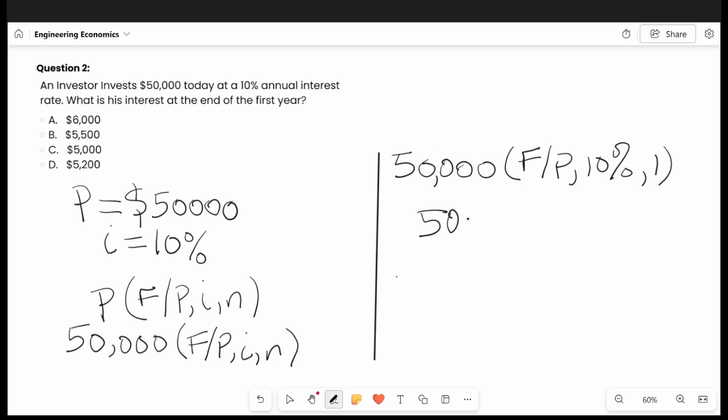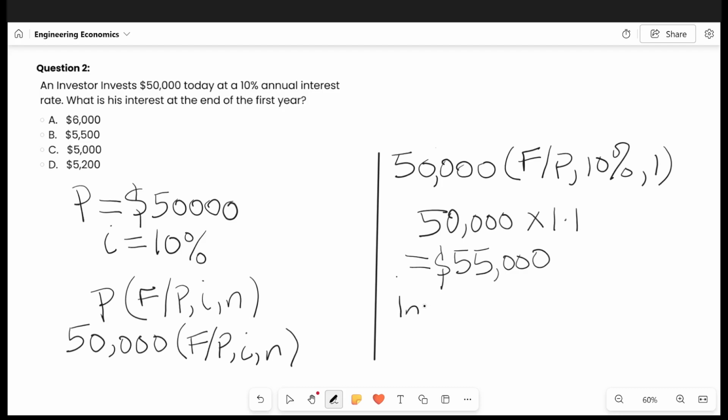So we are going to have 50,000 times 1.1. If you punch that into your calculator, that would be $55,000. So the future value of the $50,000 that this man invested today at the end of 1 year is $55,000.